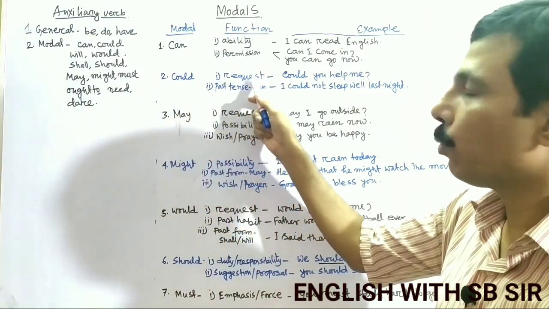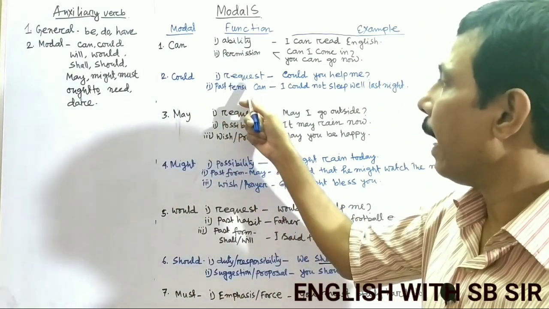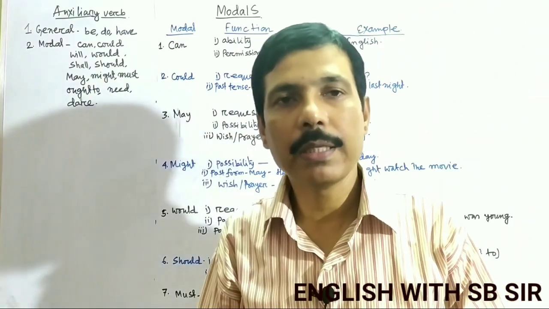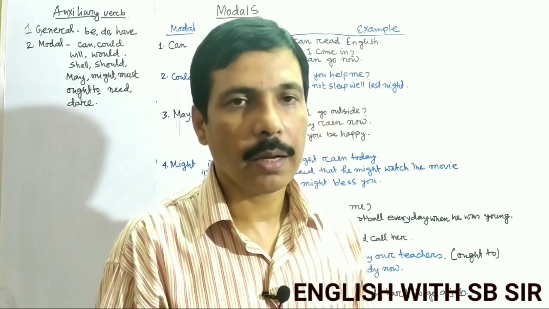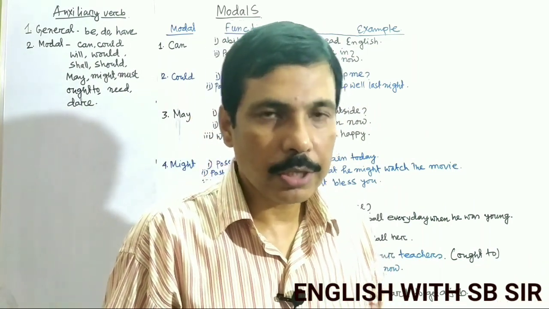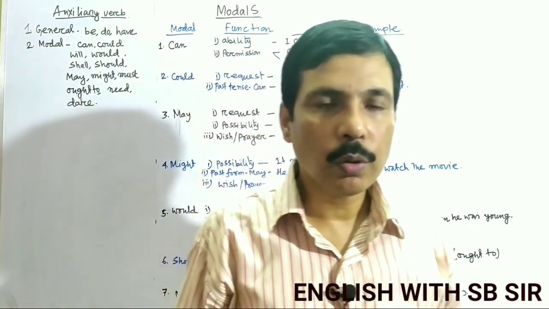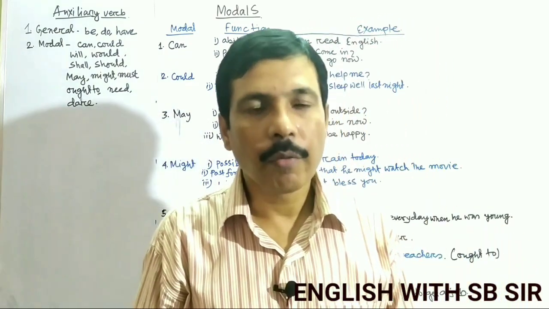Could is first used as a request. The verb could is used as a request. Could you help me? Could you tell me the address of the station? Could you lend me your book? These are the examples.